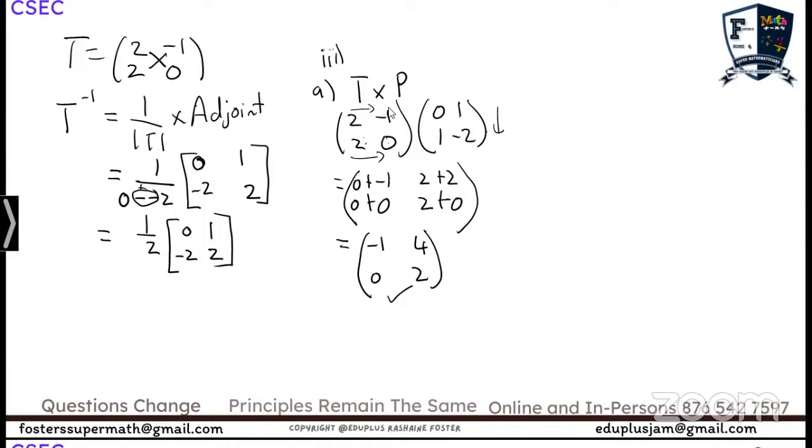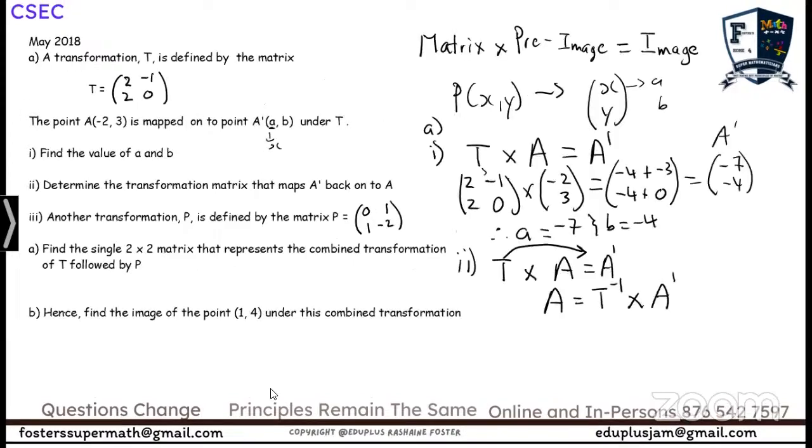All they said, what's the 2 by 2 matrix? The single 2 by 2 matrix. And as you can see, we got one single 2 by 2 matrix. Okay, sir, that is perfectly correct. And how did we get that? T multiplied by P. So when they say this transformation followed by that one, all they mean is that you're supposed to multiply them.